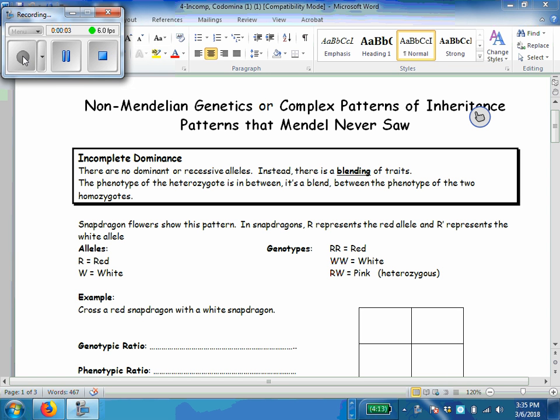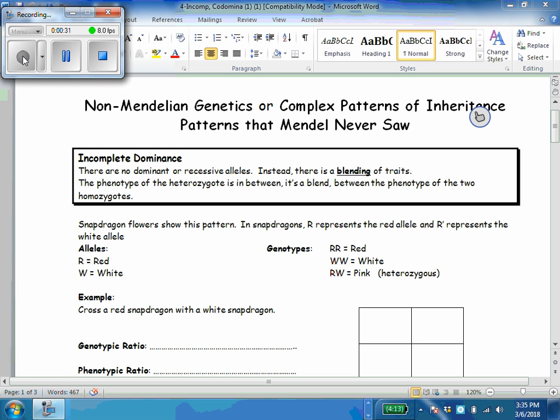Students, this is a podcast that contains information regarding exceptions to Mendel. What you've learned in the past is that typically in a monohybrid cross, when you have a heterozygous and a homozygous dominant, the phenotype is a dominant trait. But there are some exceptions to that rule, and we want to go over those exceptions.